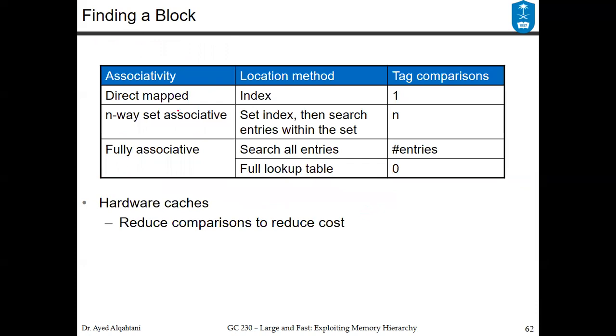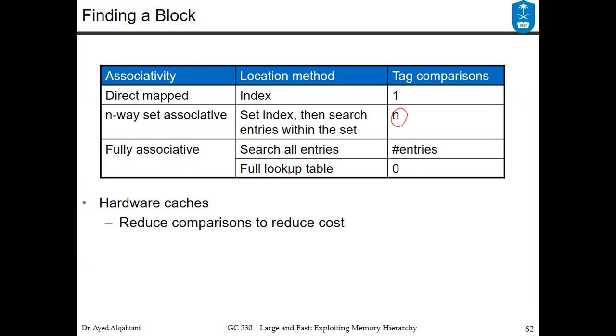Now, finding the block depends on the cache type. If it is direct map, you find it directly by looking at the index, and it tells you exactly where it is, and you do only a single comparison. You compare the tag to the address. For the n-way set associative, you have a set index, and then you need to search the entries within the set, which means that you need to do n comparisons. Now, the fully associative, you need to search all the entries.